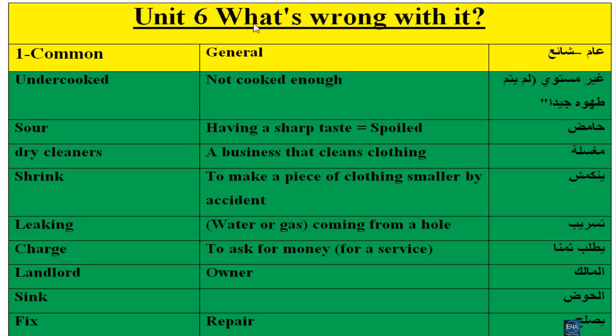Unit 6. What's wrong with it? 1. Common. General. Undercooked. Not cooked enough. This verb cooked, D as T. Cooked. Not cooked enough. Not O as a sound. D as T, and enough. Not cooked enough.